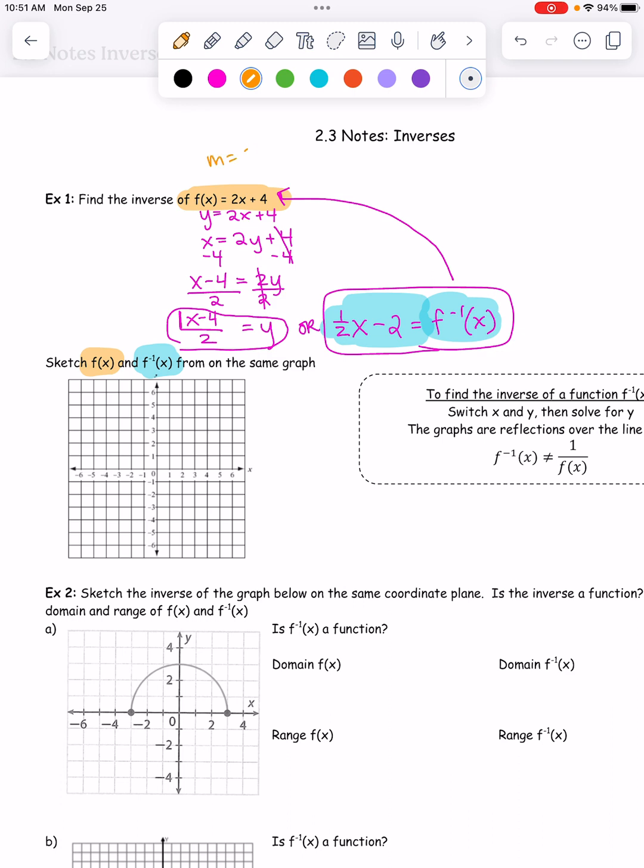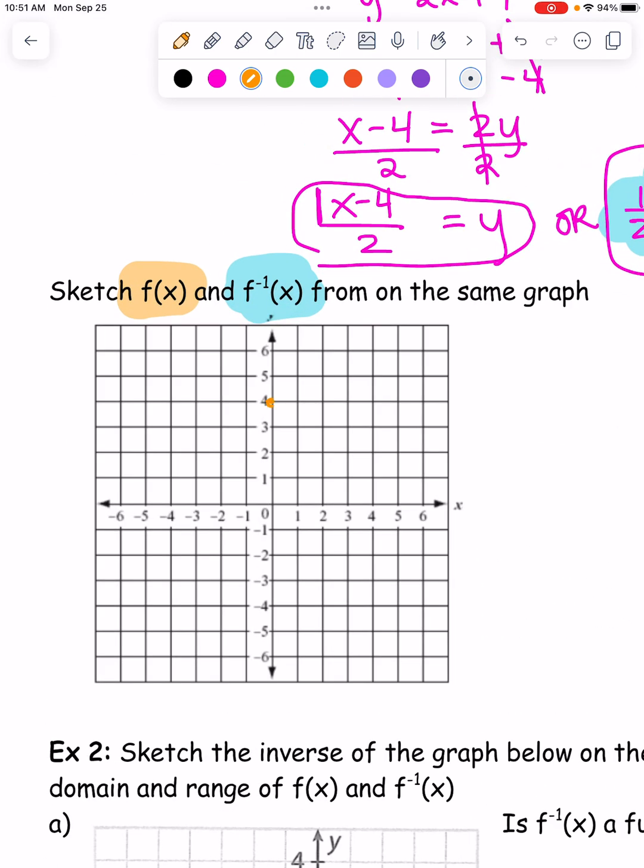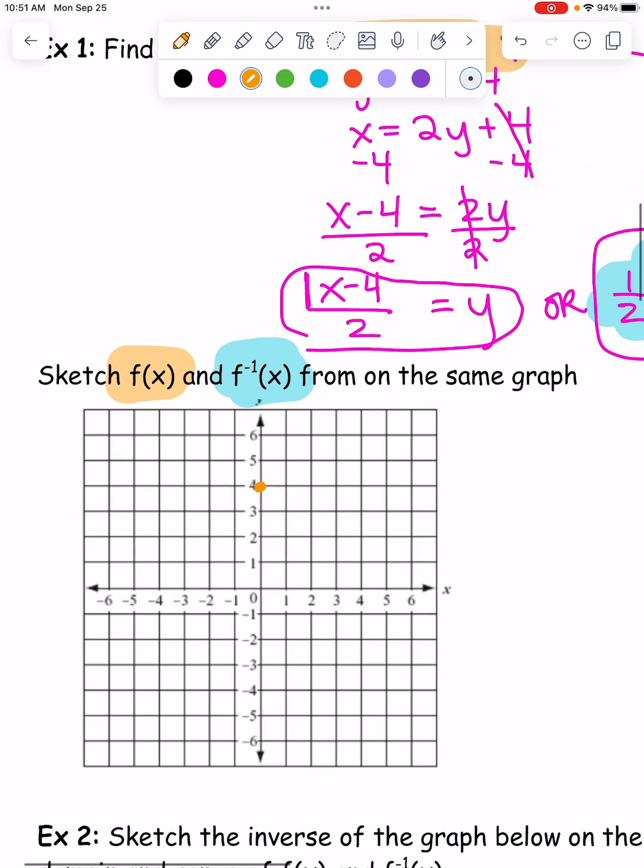That has a slope of 2 and a y-intercept of 4. So I'm going to start at 4, and I'm going to use my positive 2 slope. So I'm going to go up 1, 2, over 1, down 2, left 1, down 2, left 1, down 2, left 1, down 2, left 1. So here is the original function that we were given.